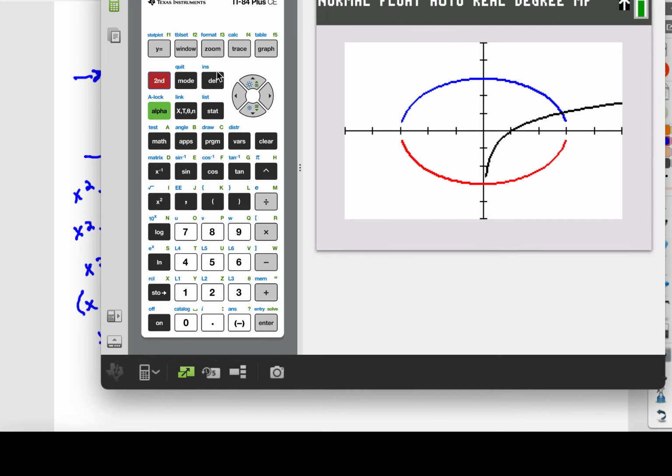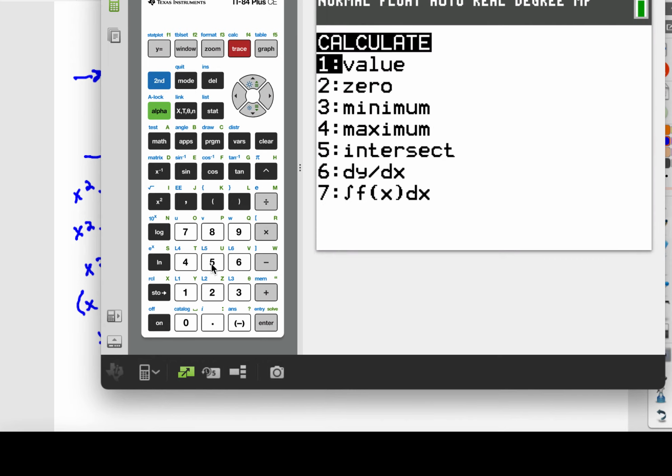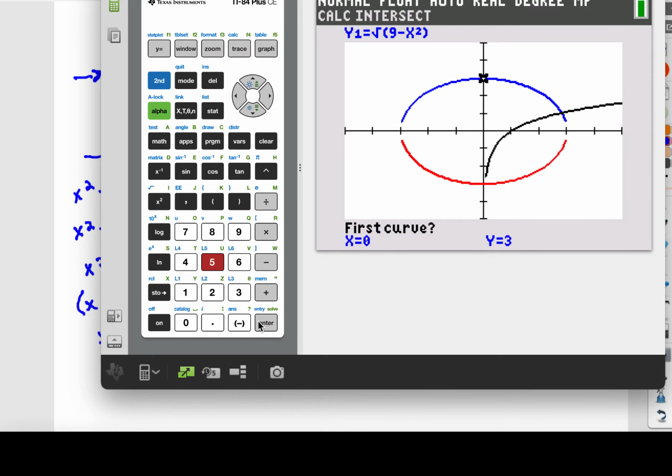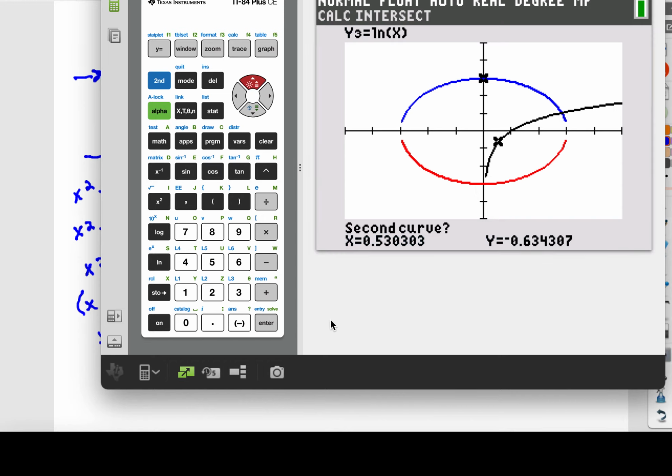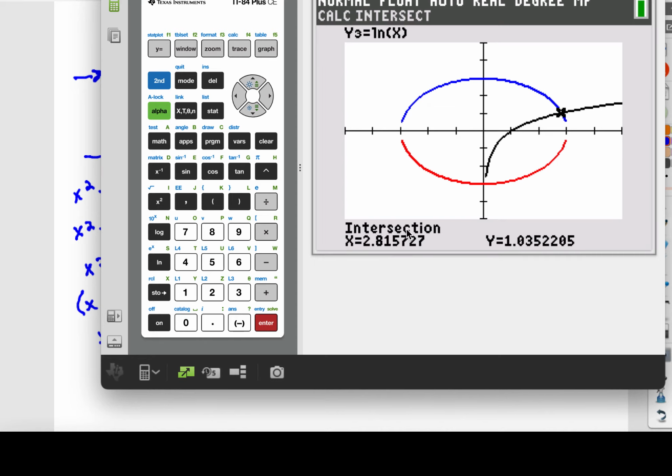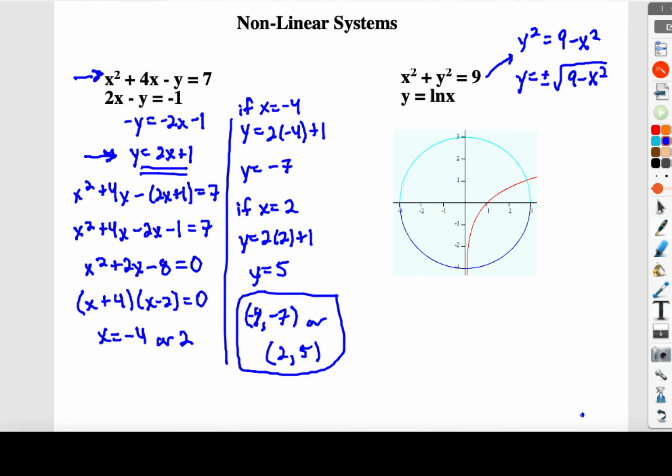We can say second, calculate the intersection point. Okay? And we've got our blue line. And now we are on our logarithm, we're on our red line. So we're going to need to press up or down, and we're going to get ourselves to this black line, because we want to know where those two lines, the blue and the black, cross. So it looks like 2.816.